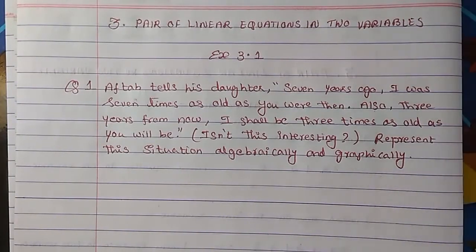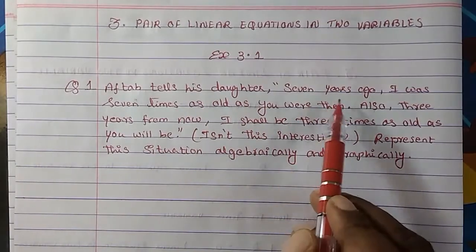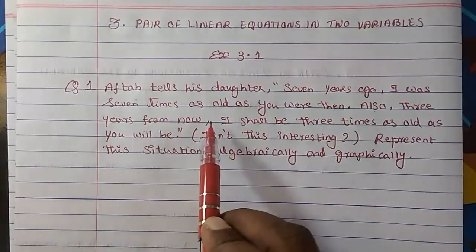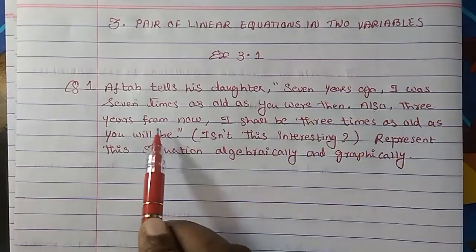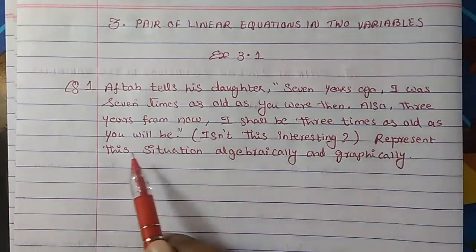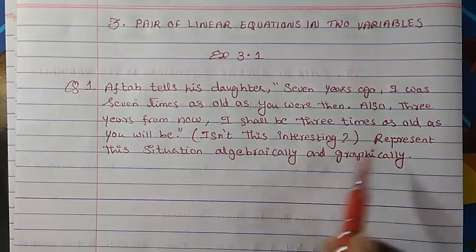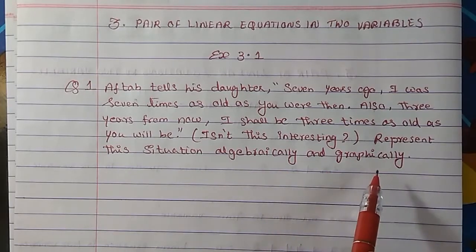Today we are going to study from class 10, chapter 3, pair of linear equations in two variables, exercise 3.1, question 1. Aftab tells his daughter, 7 years ago, I was 7 times as old as you were then. Also, 3 years from now, I shall be 3 times as old as you will be. Represent this situation algebraically and graphically.